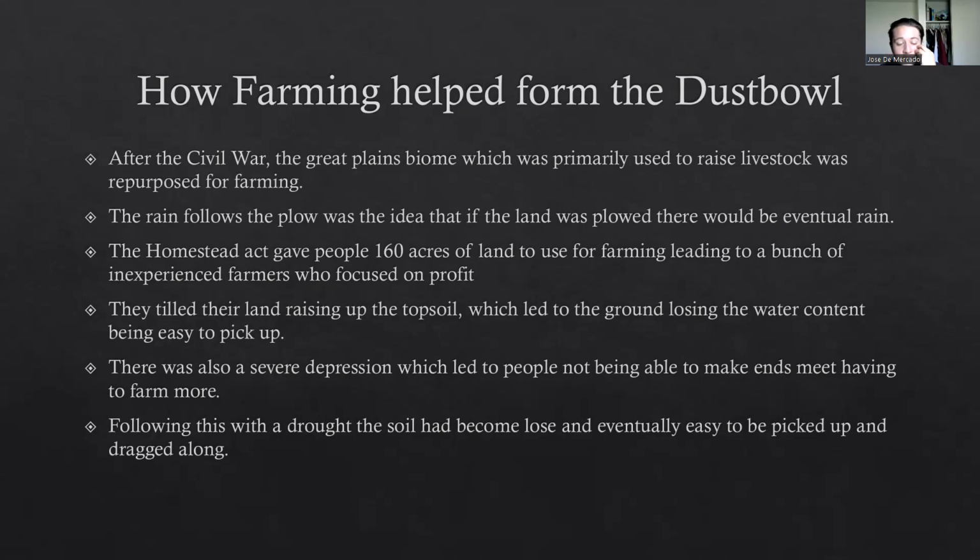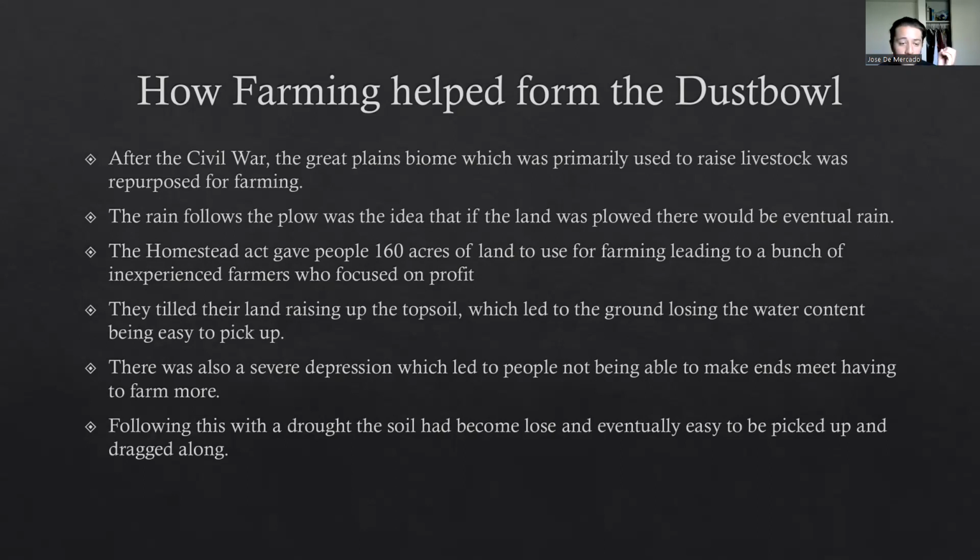So let us continue on this point. The Homestead Act, which is my third bullet point right here, basically gave people a lot of land. It was used as an incentive to get people who wanted to farm but didn't have the land or the resources to go to the middle Great Plains area. And this led to a bunch of people who honestly had no business farming.